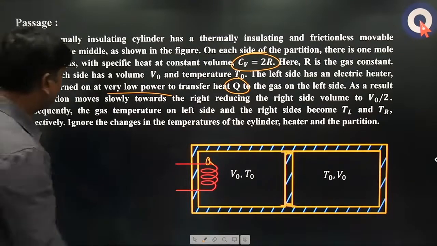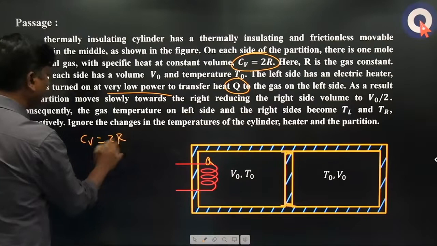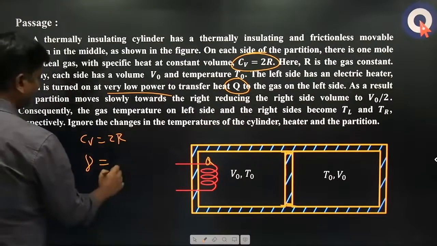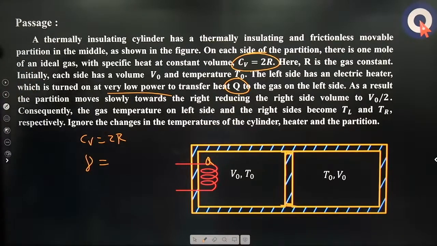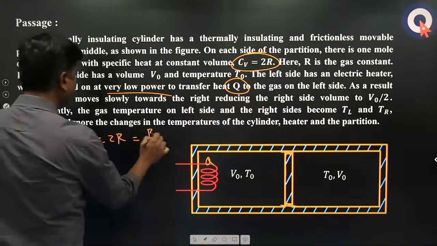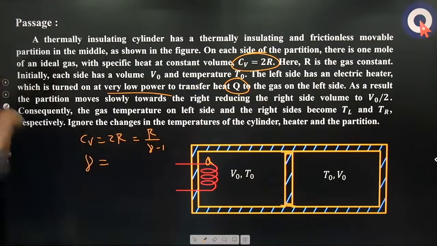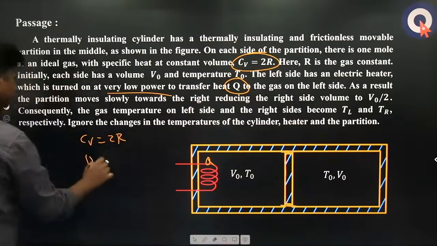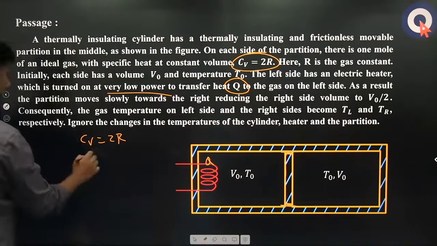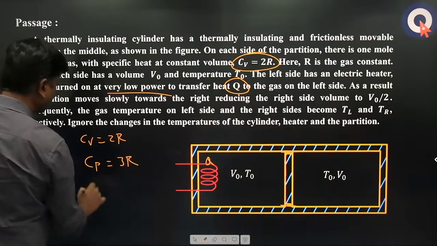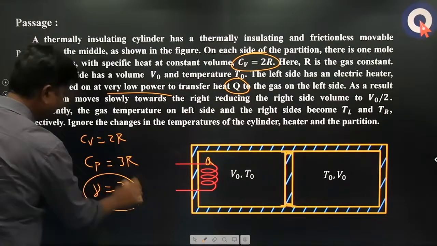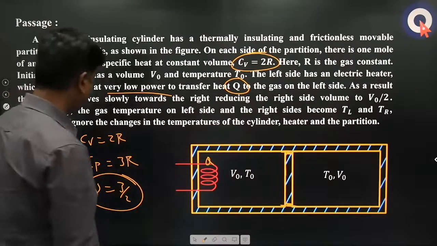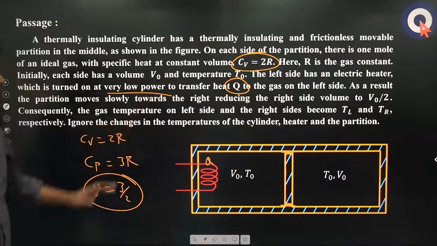And CV value is 2R, so what will the gamma value be? CV is equal to R by gamma minus 1. CP is 3R, in fact. CP is 3R, so gamma is 3 by 2. For this polyatomic gas, the gamma value is 3 by 2. Right? So I hope the passage is clear.